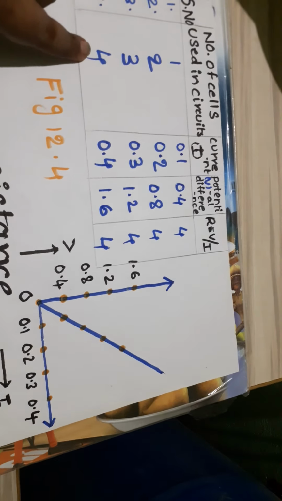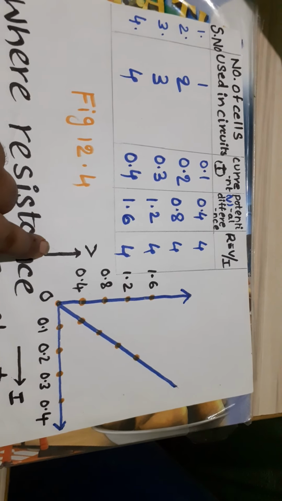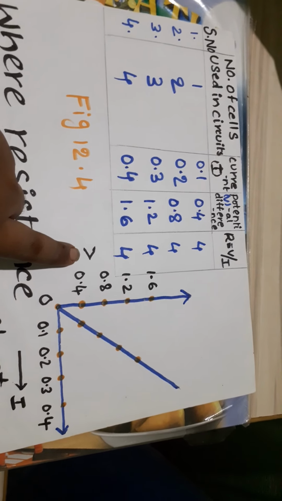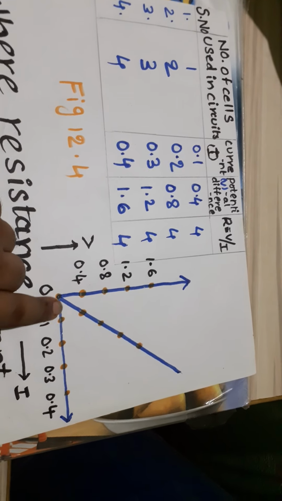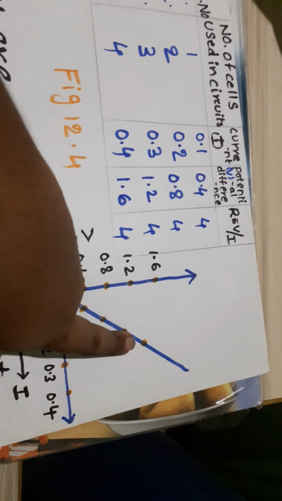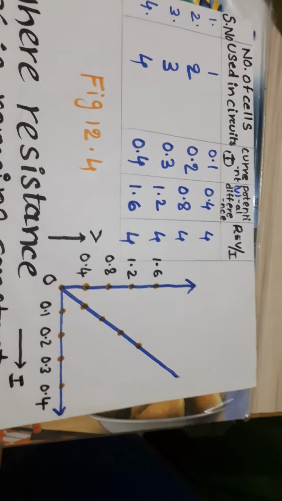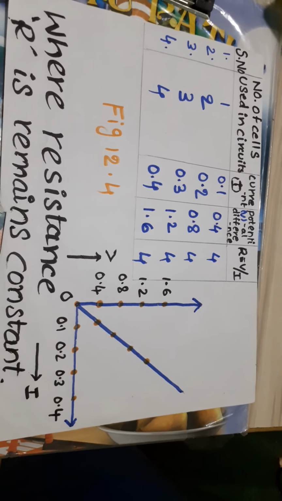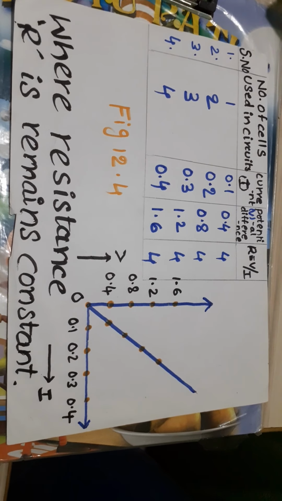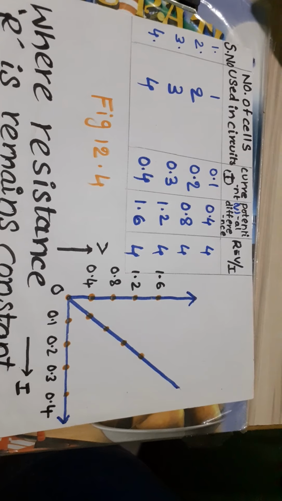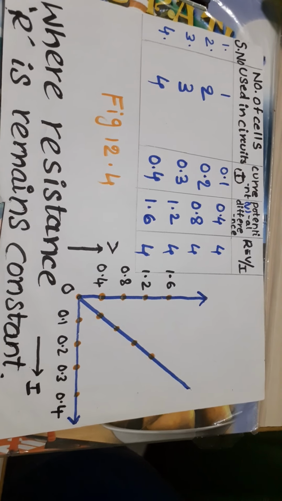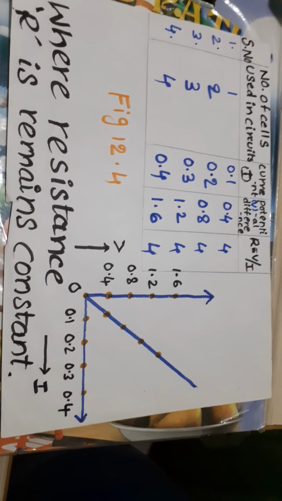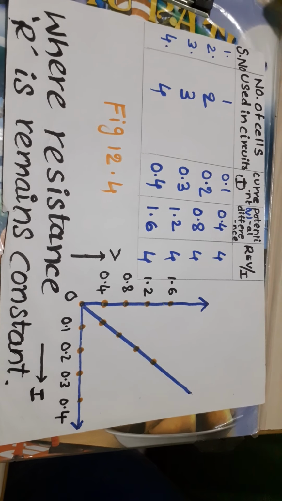Now I draw the graph with x-axis and y-axis. Along the x-axis I take the I value, and along the y-axis I take the V value, potential difference. I get the graph as a straight line. So this is Ohm's law. When current increases in the conductor, potential difference also increases, but resistance remains constant because the resistance of the conductor remains constant. Thank you.